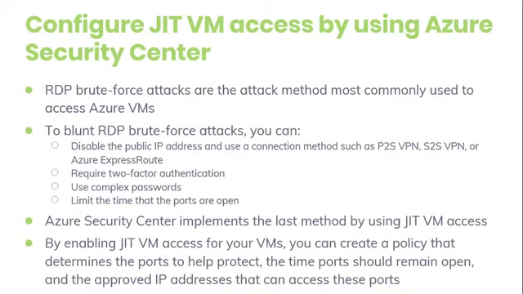Azure Security Center implements the last method by using just-in-time virtual machine access, which allows you to have secure remote access to one or more virtual machines. Just-in-time virtual machine access reduces the exposure time of privileges and increases your visibility into the use of privileged accounts. When you enable just-in-time virtual machine access for your VM, you can create a policy that determines the ports to help protect, how long the ports should remain open, and the approved IP addresses that can access these ports.